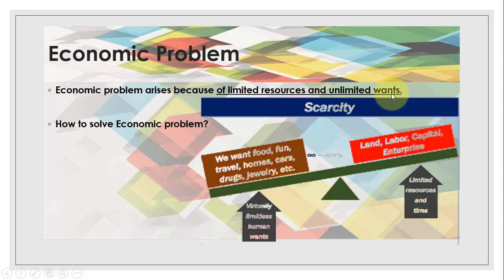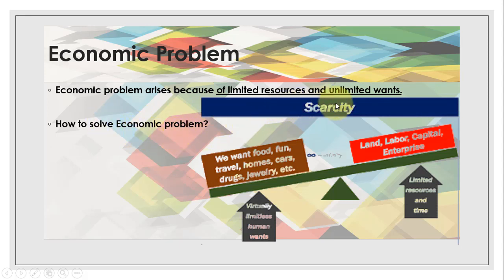On the other side, we have studied about wants, and we have seen the first characteristic about want is that the wants are always unlimited. So is it possible that we can convert our unlimited wants into limited wants? No. So then the question is how to solve the economic problem.